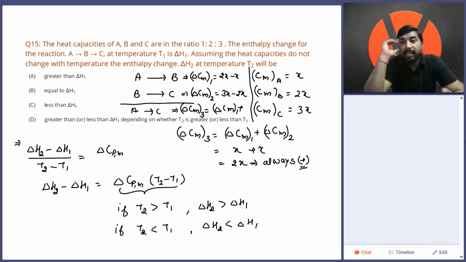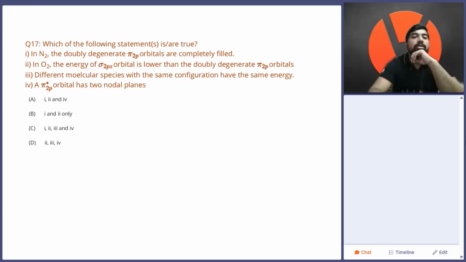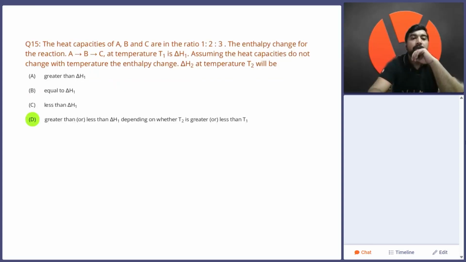If T1 is greater, then del H1 is greater. From here we can say D option is the right option. So we're going to discuss the next question, that is question number 15. Yes, definitely D is the right answer.